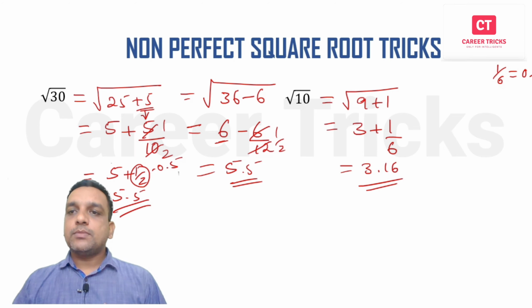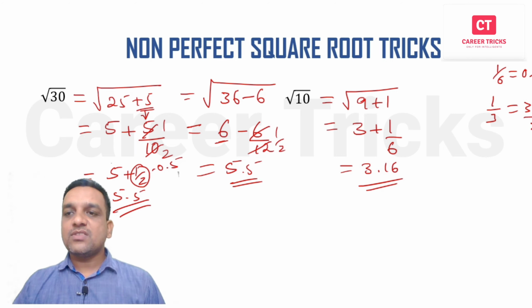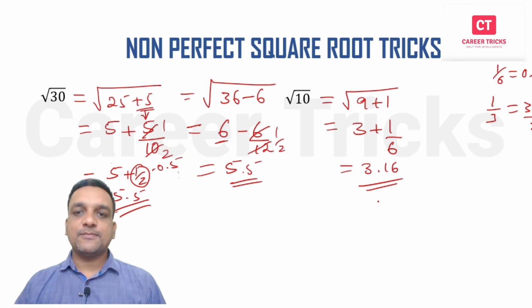How did I get to know that 1 by 6 is 0.16? Because if I take it as 1 by 3, that is 0.33. If I divide this term by 2, that time I will get 0.16.